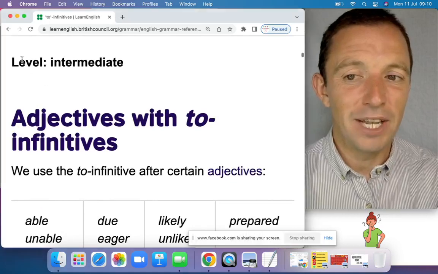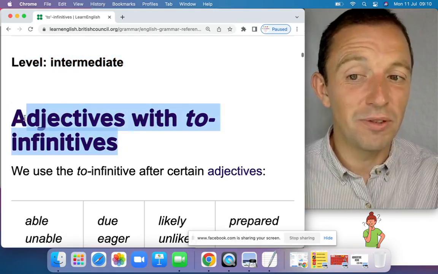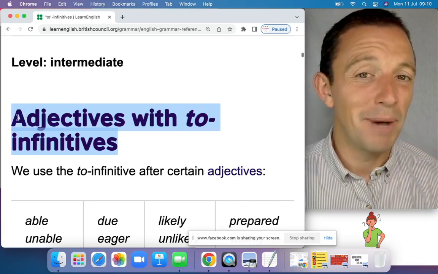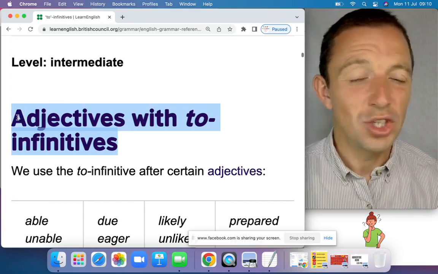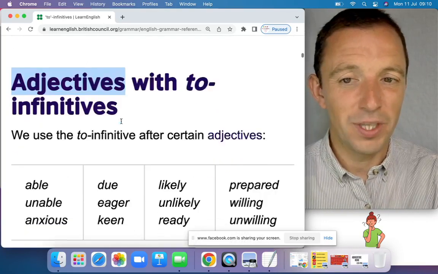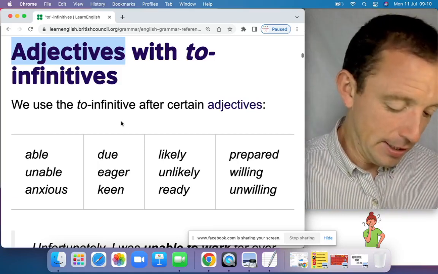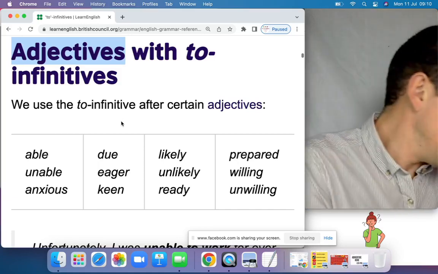Okay, now we move to level intermediate and adjectives with the 2 infinitives. Previously, we spoke about verbs with the 2 infinitives. Now we speak about adjectives with the 2 infinitives. And again, maybe it's an opportunity for a little break and a little drink of water for me.